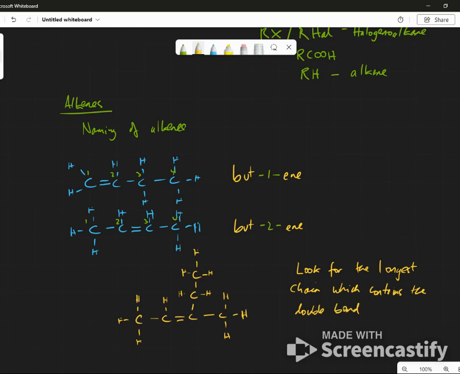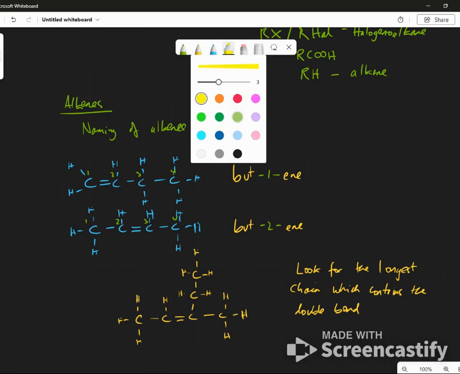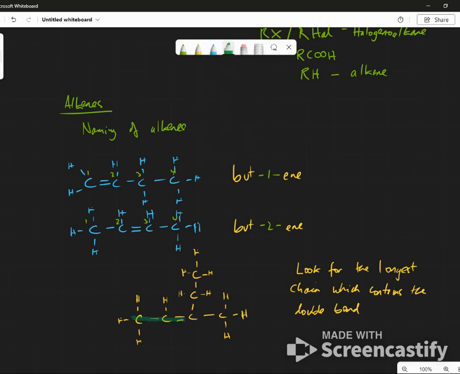Okay, now that's slightly harder. It's not much harder, but it's a little bit harder. So you look for the longest chain that contains the double bond. Now let's do that together. Let's get a nice color here, nice green. So it's obviously this one. You see that? This chain is the longest and it contains the double bond. Are you with me?